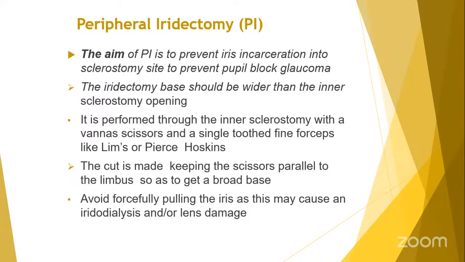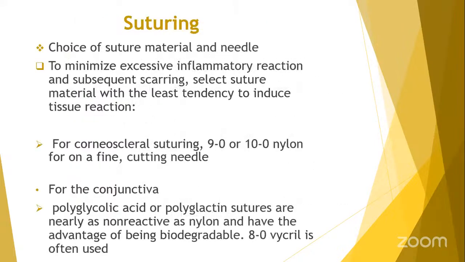And when you are cutting, you keep your hand horizontal so that by the time you have made your cut, you have a triangular, nice looking PI, which you can actually see through your peripheral cornea. Avoid forcefully pulling the iris so that you don't end up having an iridodialysis or damage to the lens. Having done this, the next thing to do is your suturing.